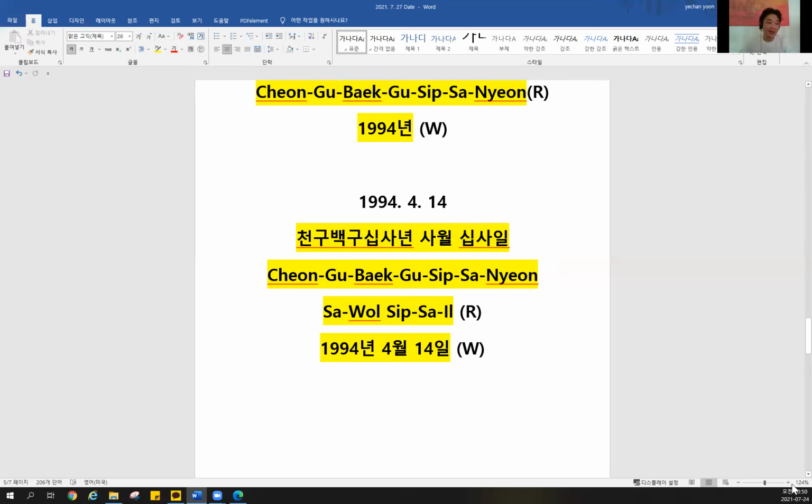Okay, all right. So that was our class for today. Please remember it, okay? We have different versions to write it down or read it. For dates, we use Sino numbers to read and numbers to write it down.